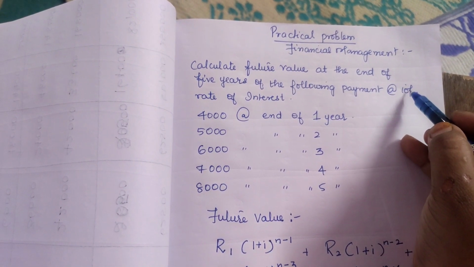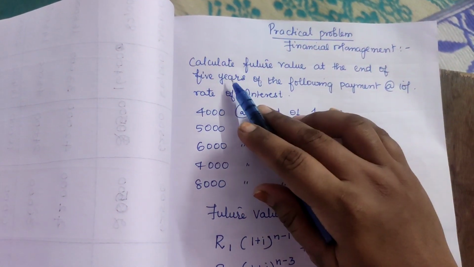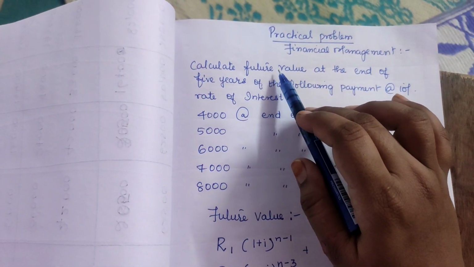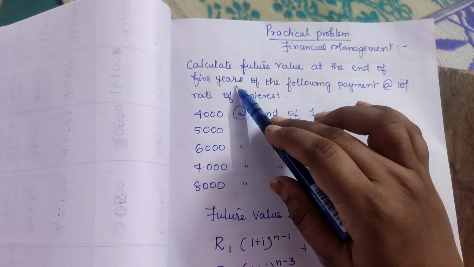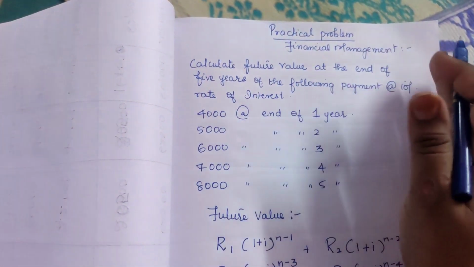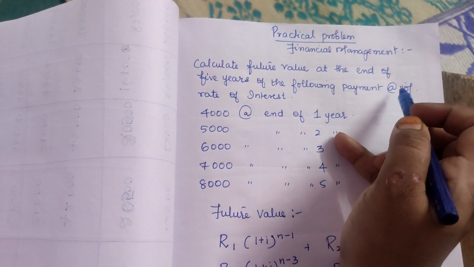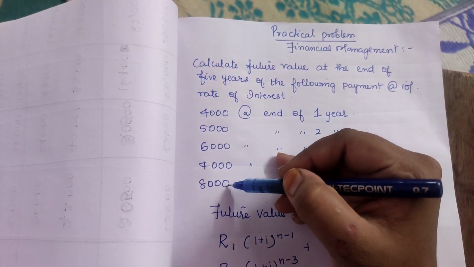The rate of interest is also given here. The number of years is 5 years. Now we need to calculate the future value over the overall 5 years, and the rate of interest is also given.